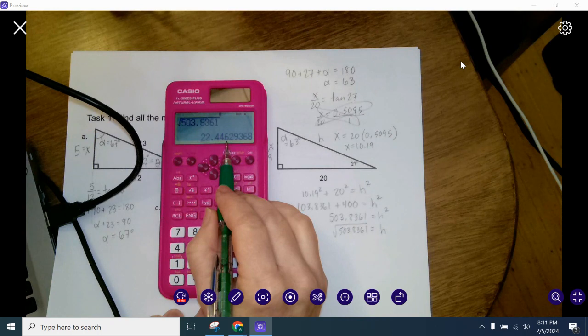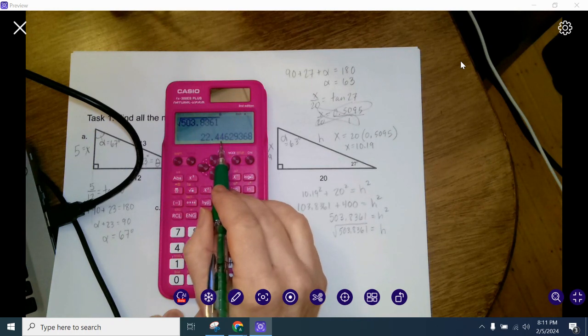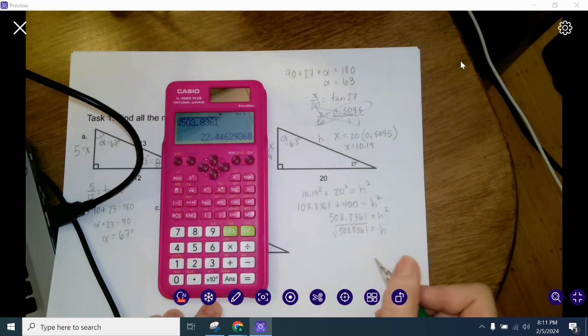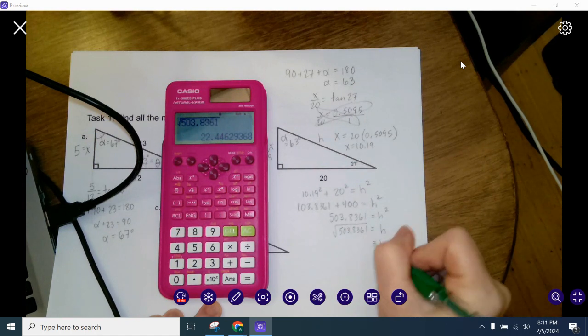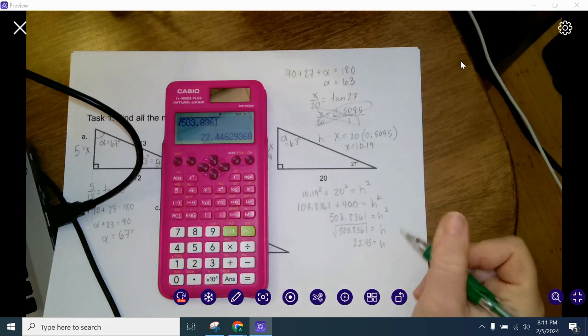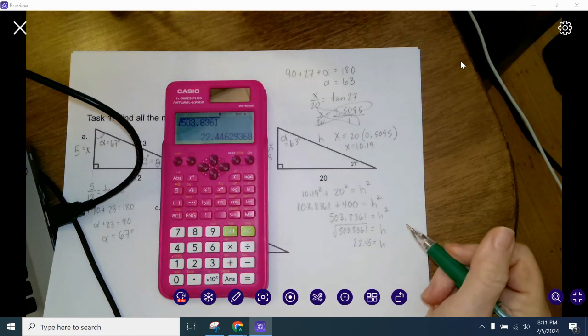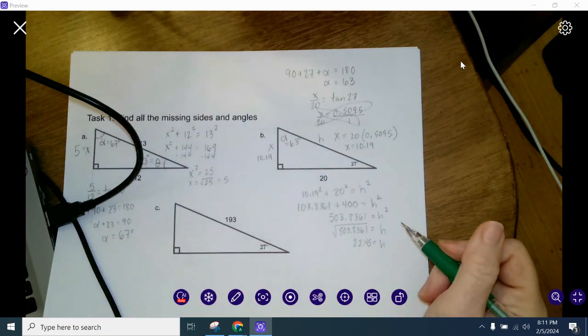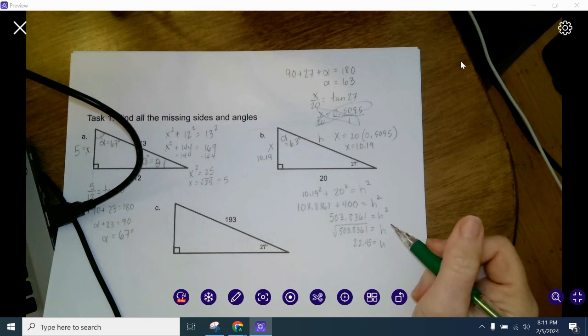4 or less, don't you mess. 6 is bigger than 5, so that becomes a 5 instead of a 4. So my hypotenuse is equal to 22.45. Okay, so again, this is work that you would have done on the whiteboards. If I had been there, you would have done this working together.